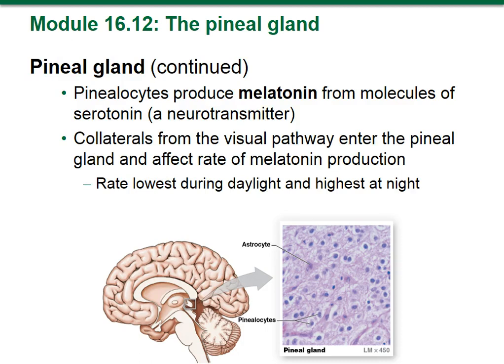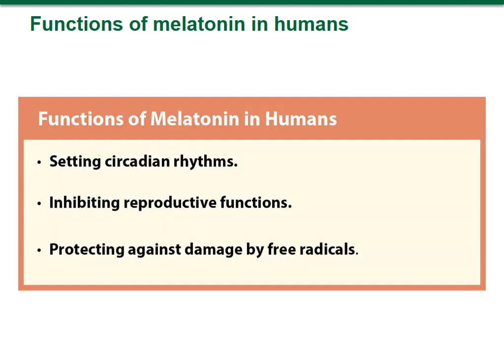They produce melatonin. And of course, when you hear that term, you probably automatically think, what? Sleep. So collaterals from the visual pathway go into the pineal gland. They affect the rate of melatonin production. The rate's lowest during the daylight and highest at night, where it ought to be. So what melatonin does is set your circadian rhythms. It inhibits reproductive functions also, and protects against damage by free radicals. Free radicals are like unpaired electrons, and they're things that oxidize your cells.